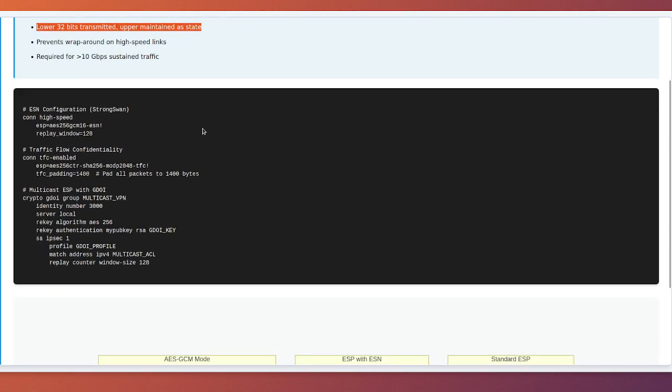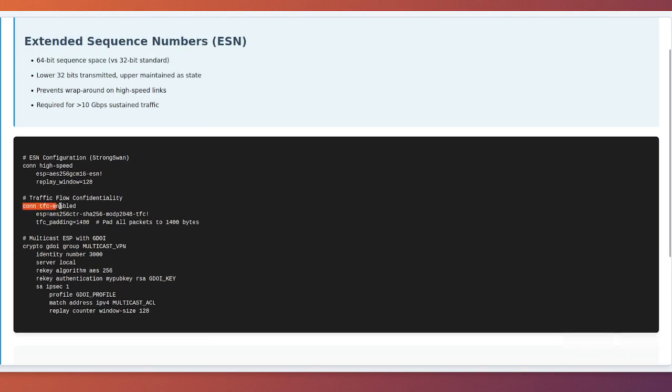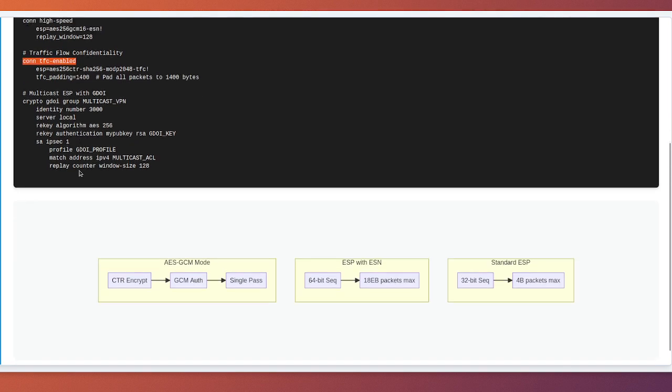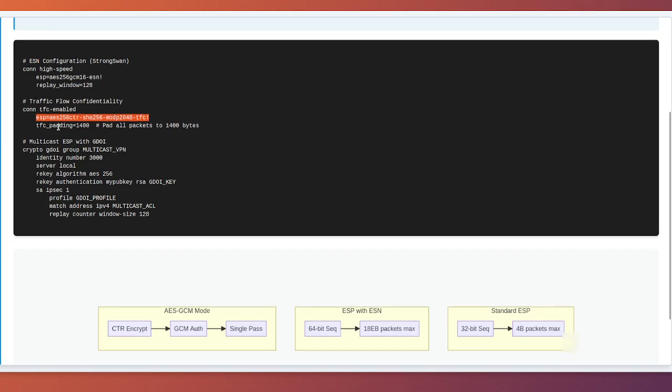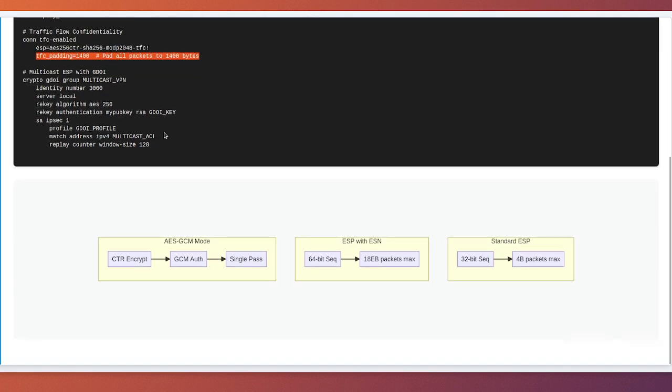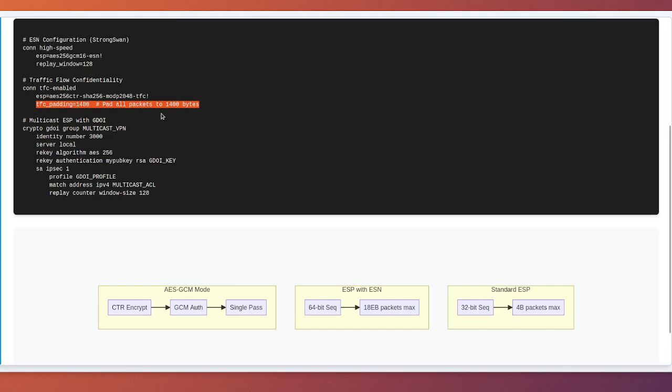Traffic Flow Confidentiality, or TFC, is an advanced feature that obscures traffic patterns by padding packets to uniform sizes and injecting dummy packets during idle periods. With CTR mode, implementing TFC is straightforward since we can encrypt padding as easily as real data. TFC prevents traffic analysis attacks where adversaries infer information from packet sizes and timing. For example, without TFC, an attacker might identify SSH keystrokes or VoIP conversations based on characteristic packet patterns. The trade-off is increased bandwidth consumption, but for high-security environments, this overhead is acceptable.